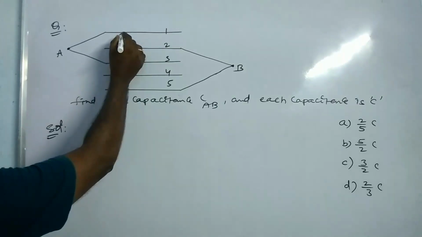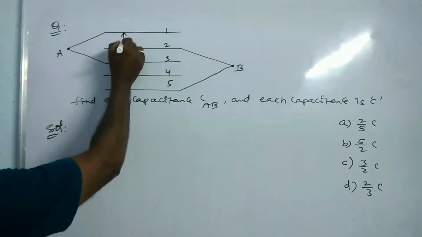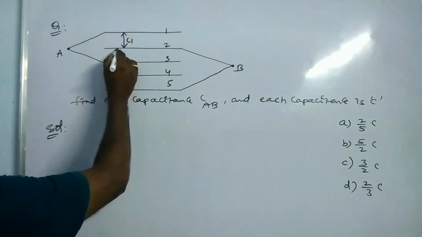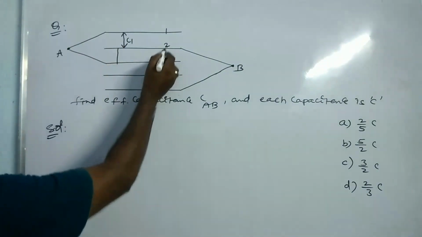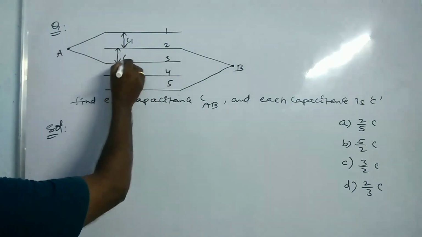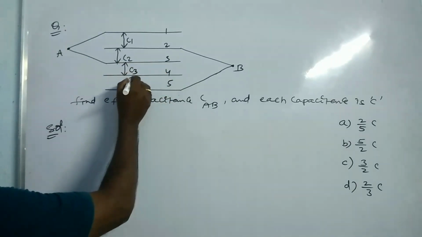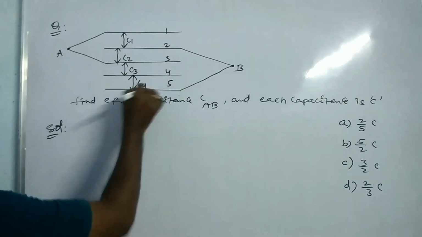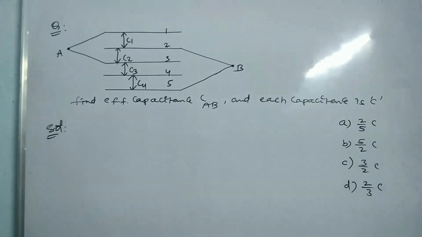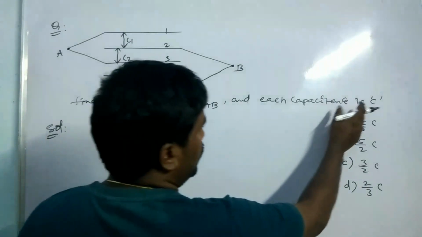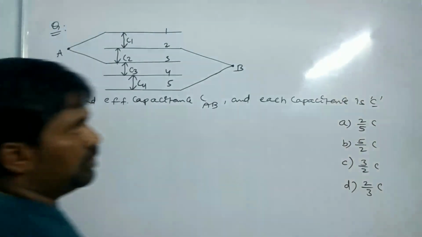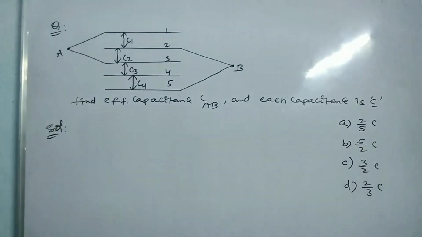Between the first and second plate there is a capacitor C1. Between 2 and 3 there is capacitor C2. Between 3 and 4 there is capacitor C3, and between 4 and 5 there is capacitor C4. So four capacitors are there, C1, C2, C3 and C4, and each is equal to the capacitance C.